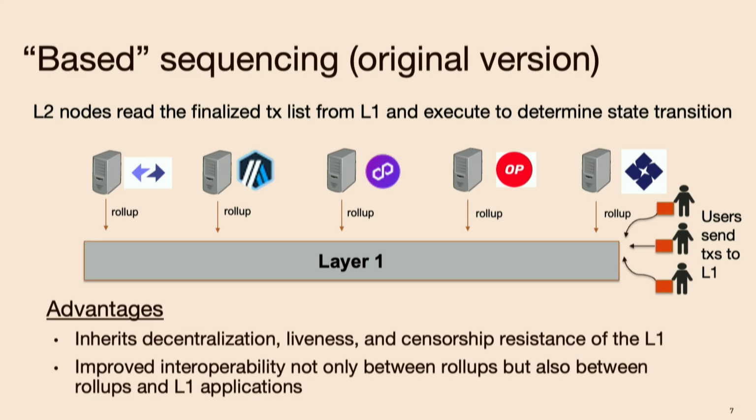So by using the layer 1 itself as the sequencer, the advantage is, one, it inherits the decentralization and liveness and censorship resistance of the layer 1. You're not introducing this external party. And number two, because all these rollups are then sharing the same sequencer in effect, it results in improved interoperability, not only between rollups, but also between rollups and layer 1 applications. And I'll get into in a little bit more detail why that is the case.